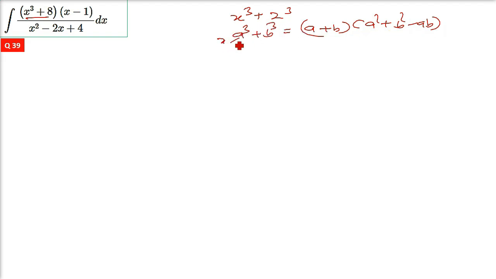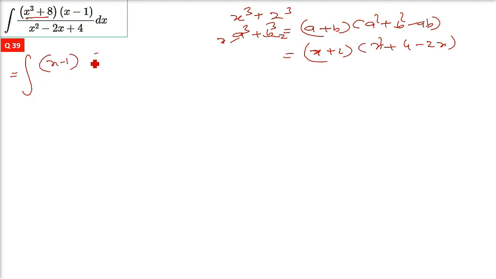A we are going to take as x, b we are going to take as 2. So what do we get here? See, x plus 2 and x square plus 4 minus 2x. Now you will be tempted to do one thing. See, if you see the denominator, it's actually what we have got. But some of the students might try that, oh, let us do this thing. x square minus 2x plus 4. But the denominator is already x square minus 2x plus 4.